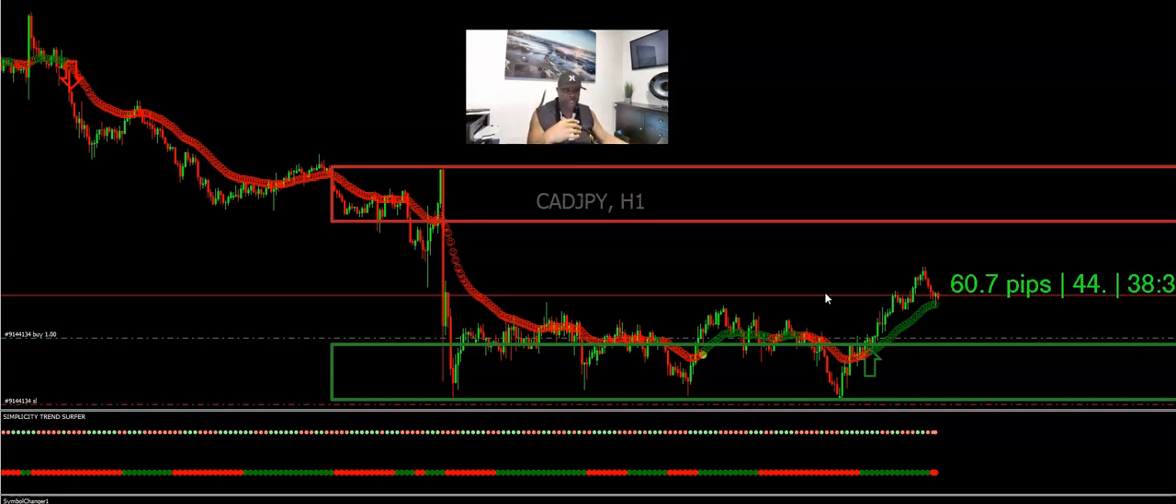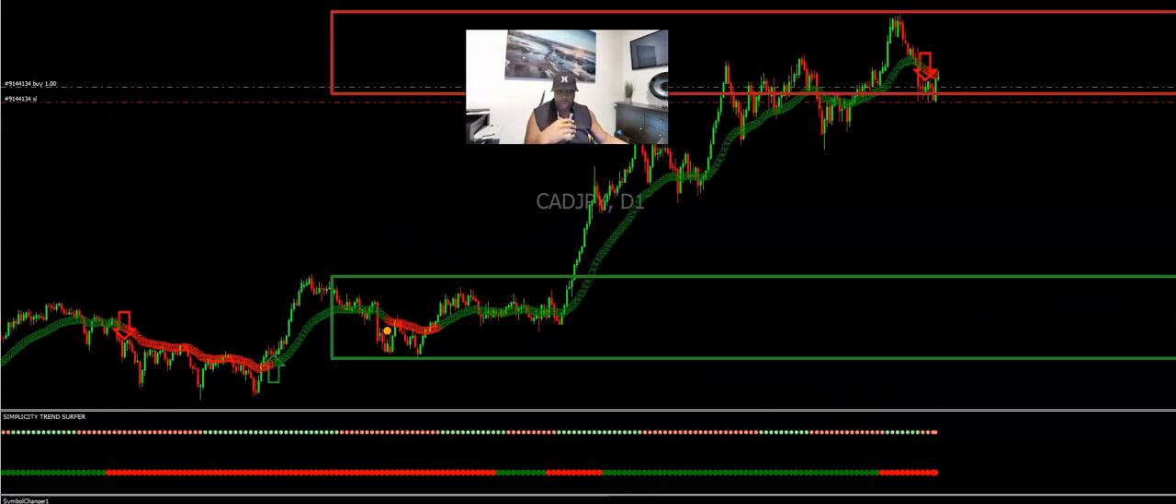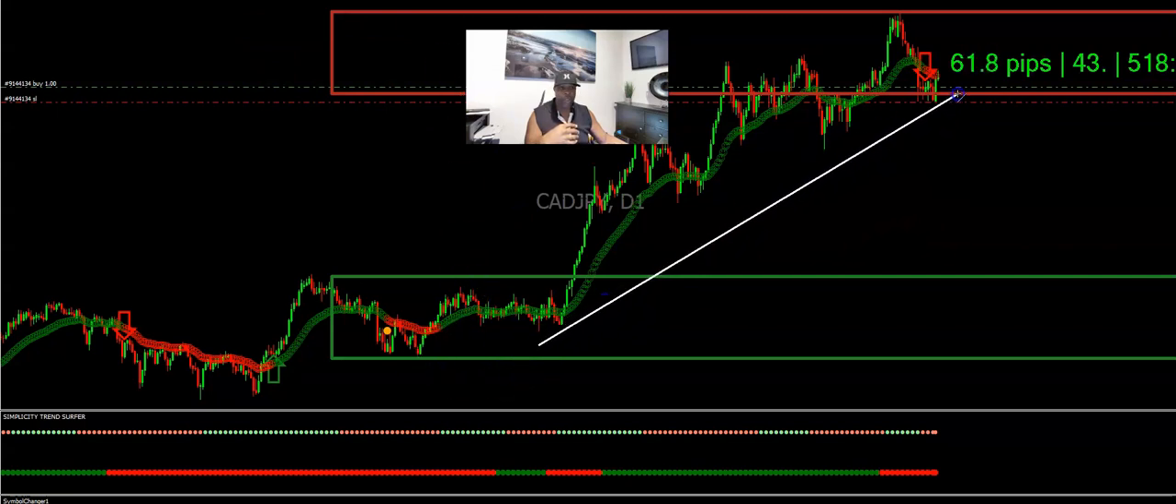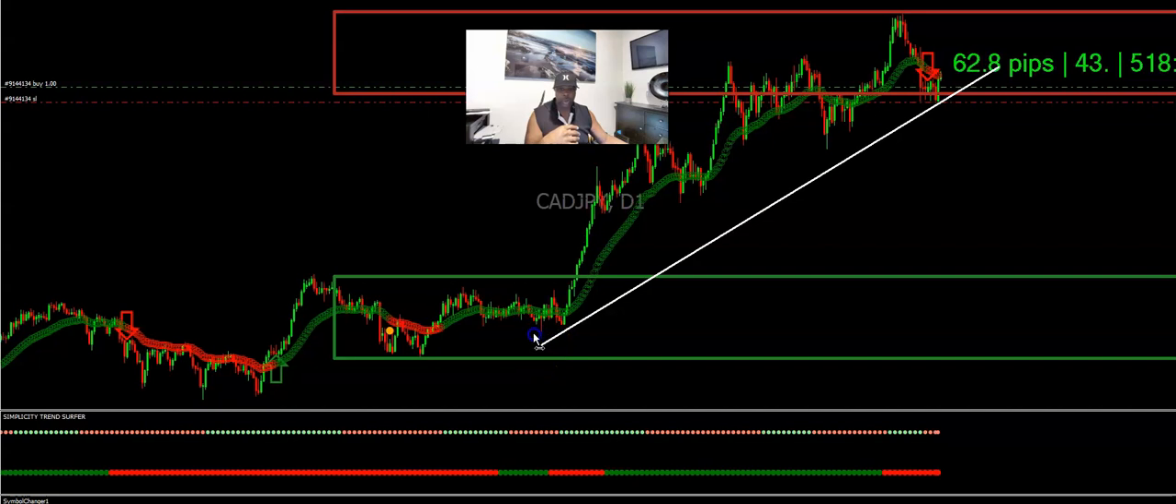So this was 60 pips on this trade here. Let me show you. Let's go to the daily. So overall, you see the daily, and we don't care about the arrow. What we're looking at is the overall trend for now, because that arrow on the daily can go for a long time before it fully plays itself out.